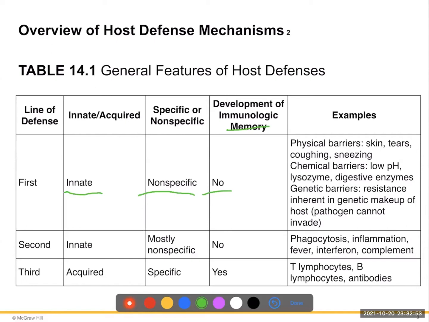So actually, let me turn the lights on here too. I'll keep our lights on here.